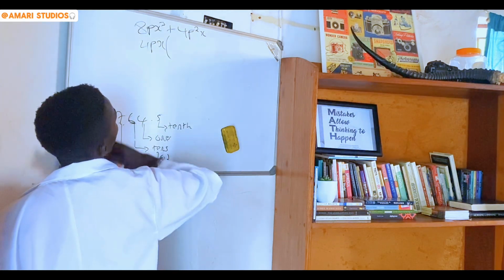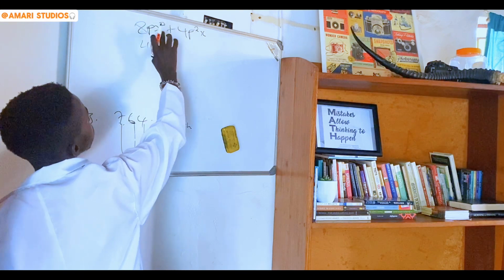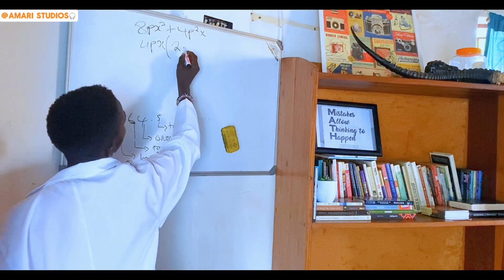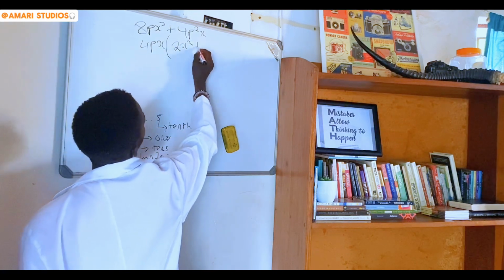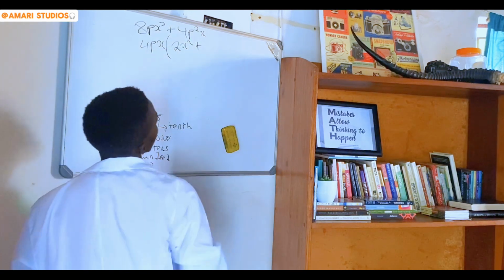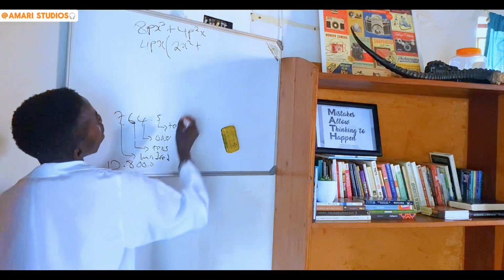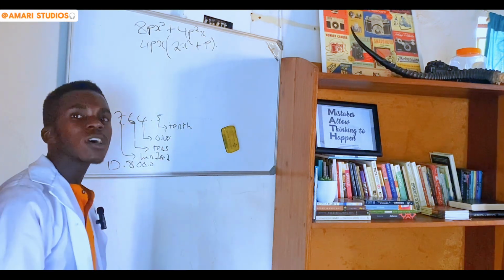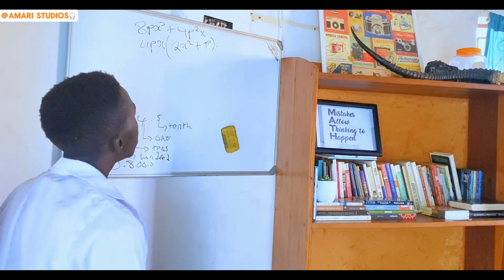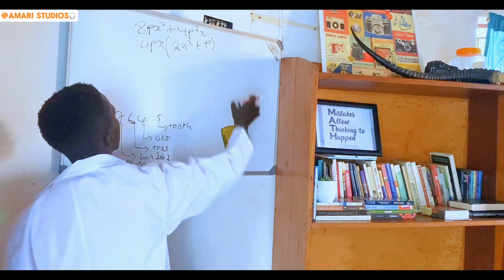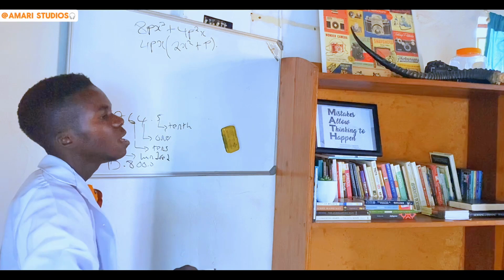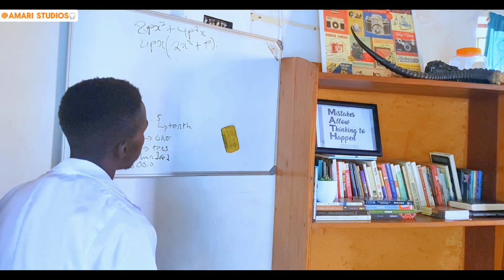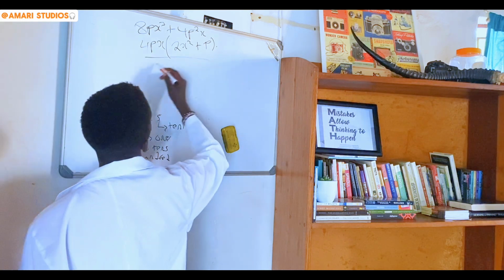Now if you divide 8px to the power 3 by 4px, you're going to get 2x squared. Plus 4p squared x divided by 4px, you're going to get a p just like that. So if you're factorizing completely, you need to make sure that the terms left in the brackets do not have any common number or variable apart from 1 itself. So now this is our final answer.